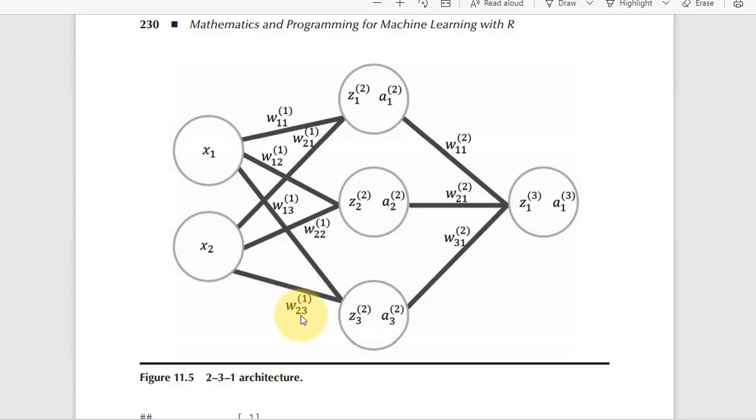So like this one is 2, 3. What does that mean? This 2 tells me where it's coming from in the layer to the left. So it's coming from here. And this 3 tells me where it's going to in the layer on the right. So it's going to layer 3. So that's how we've set up the subscripts. W13 must be coming from here, and it's going to here.